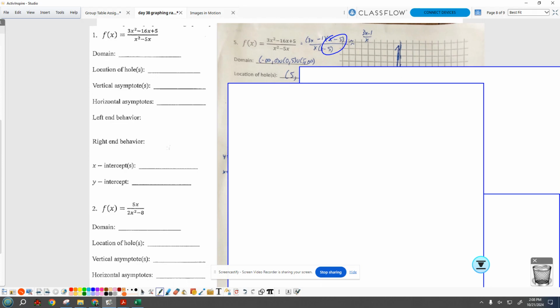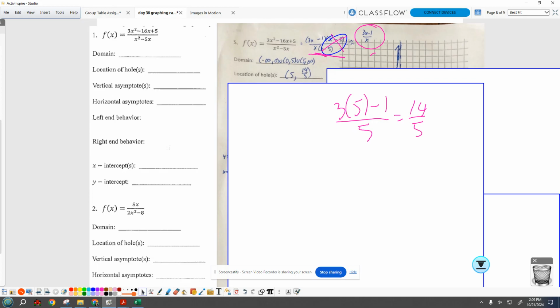And then whoever did number 4 said plug that x coordinate into the leftovers. Here's the leftovers. Aiden, how do I plug the x value into the leftovers? What does that mean? Plug 5 in the circled pink stuff. Okay. So 3 times 5 minus 1 over 5. So the y value of the hole is that. Are you guys okay with this process?